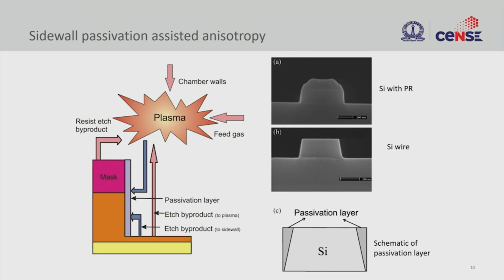The cartoon on the left gives you a comprehensive picture of what goes on between the plasma and the substrate. So the feed gas and the chamber wall condition and everything creates the plasma, and from the plasma you get all the radicals with the ions to react with the substrate. And the reaction would create byproducts, either byproducts to the plasma or byproducts to the sidewall. But when the byproduct sits on the sidewall, it is going to protect my material here, and then I can only get access to the material at the bottom for etching.